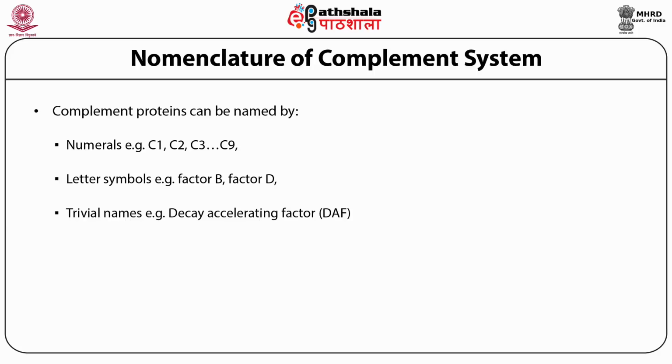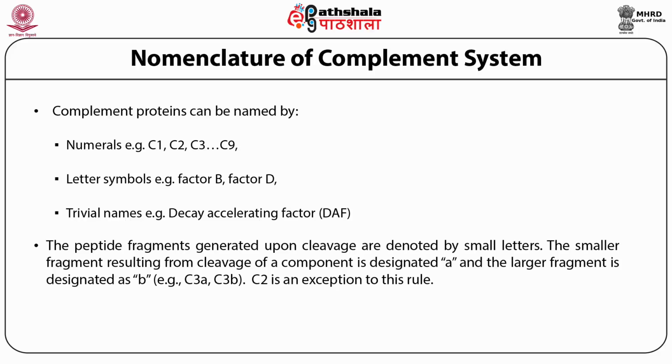As we mentioned earlier, these proteins are present in inactive or zymogen form and become active upon cleavage. The peptide fragments which are generated upon cleavage are denoted by small letters. The smaller fragment is named a and the larger one is called b. The C2 protein is an exception to this rule, meaning C2a is the larger component and C2b is the smaller one.